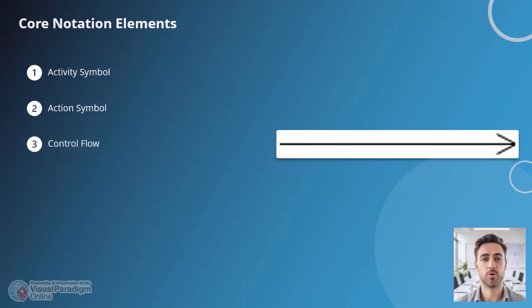Control flow is shown as a solid arrow. It indicates the sequence of execution, showing how one activity transitions to the next in the process.